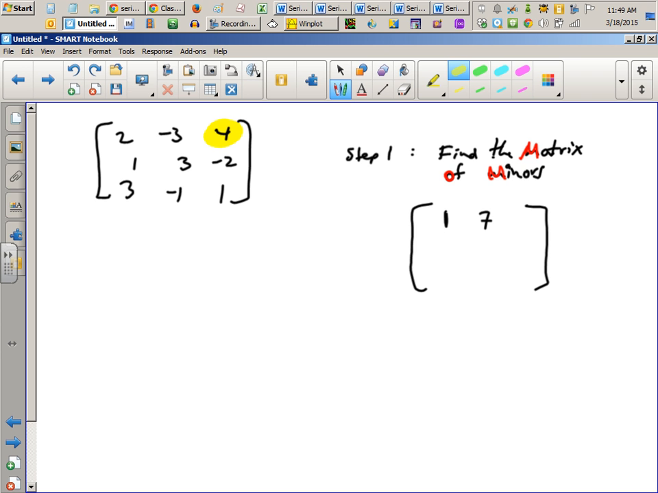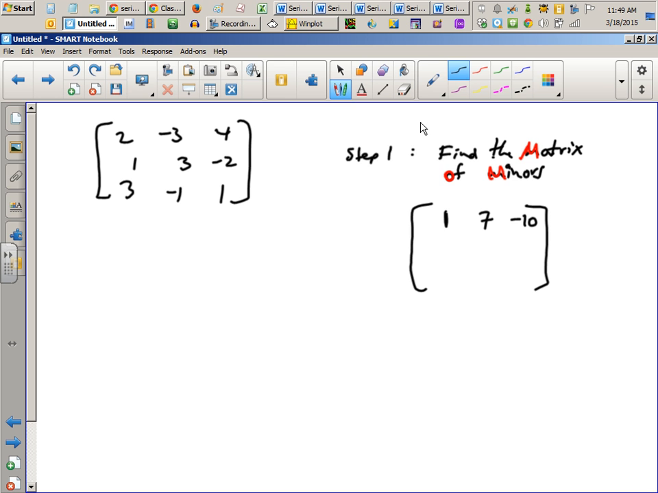Focus on the 4. Find the child. I should say find the determinant of the child, right? There's the child there. Find the determinant. What? Negative 10. Yes. -1 and 9, and you're subtracting. The third child goes in the third spot.